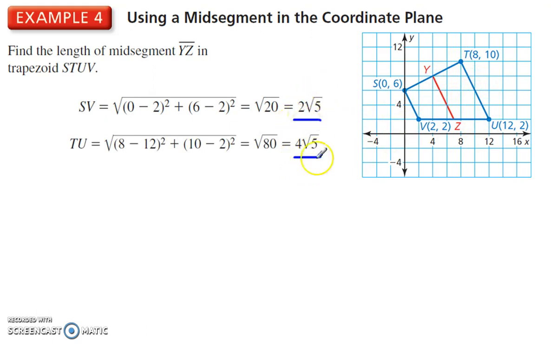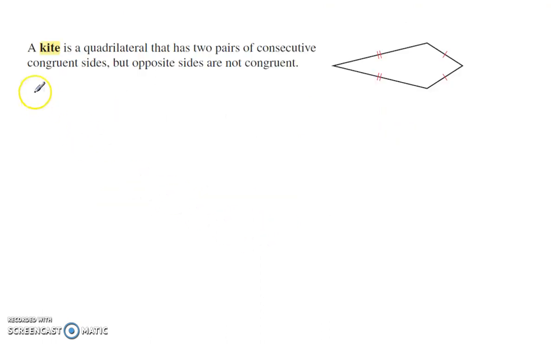Now, I need to add these two together and then divide that by 2. So I'm going to add those two sides and then divide by 2 or multiply by a half. And that gives me the length of YZ, which is 3 radical 5. There we go. That's trapezoids.